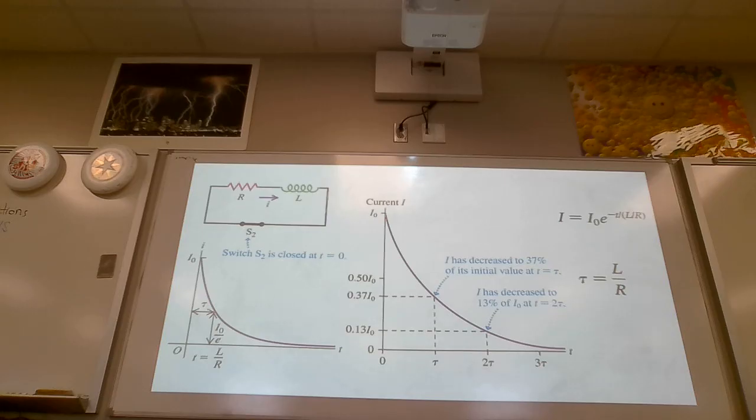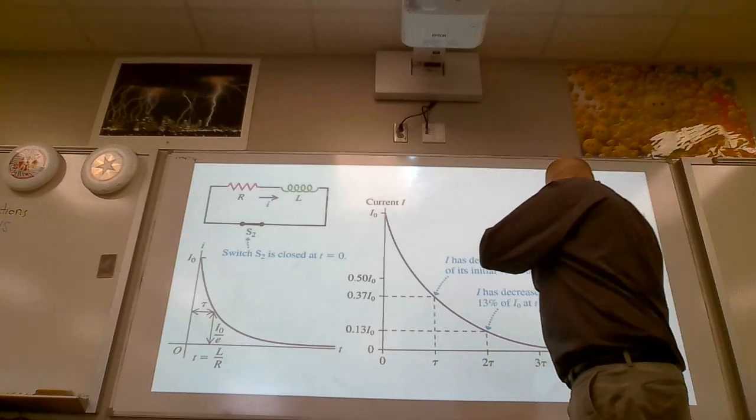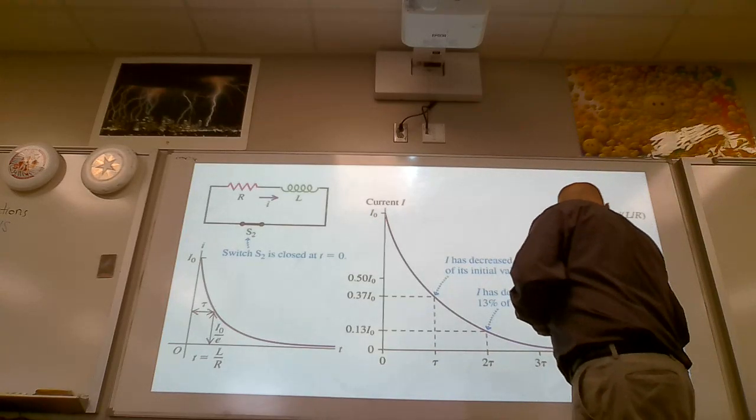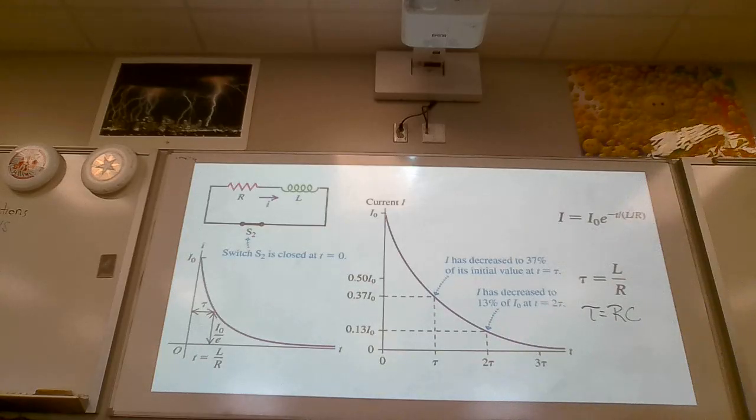In an RC circuit, the resistance gets in the way of the charge going from the positive plate to the negative plate, and that increases the time constant. But in an RL circuit, it makes it drop quicker. That makes sense?